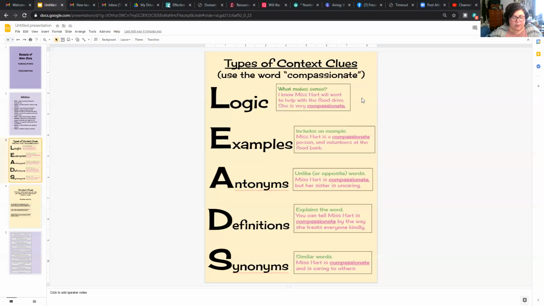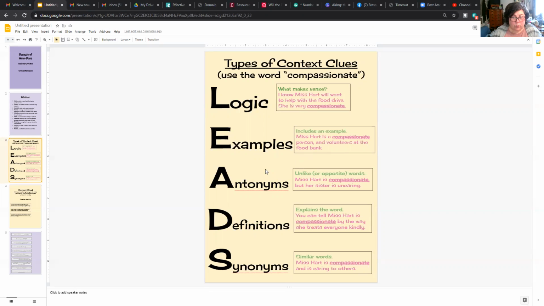Logic is basically just using the other words around it to inform you of what that word is. So I know Miss Hart will want to help with the food drive. She is very compassionate. Well, because of this one thing, her compassion, she will want to work with the food drive. It's just logical. Examples means that the words around it are including an example of what compassionate might be. So Miss Hart is a compassionate person and volunteers at the food bank. Volunteers at the food bank is the example.